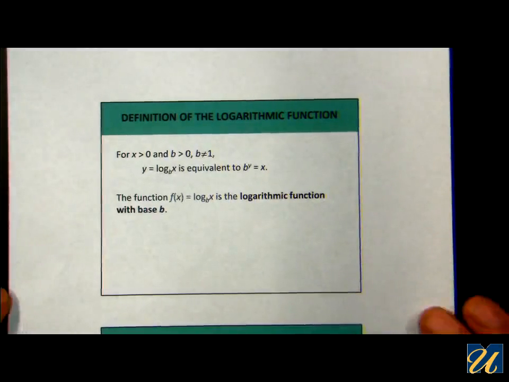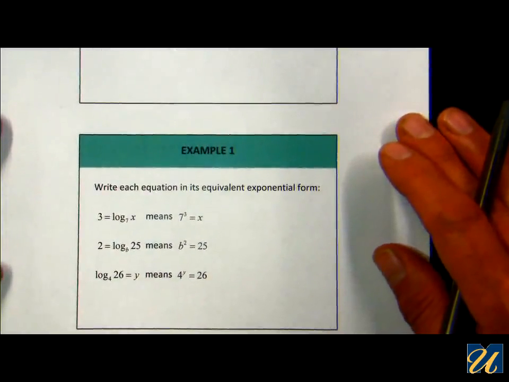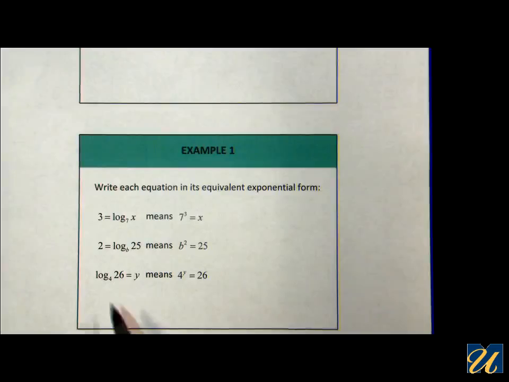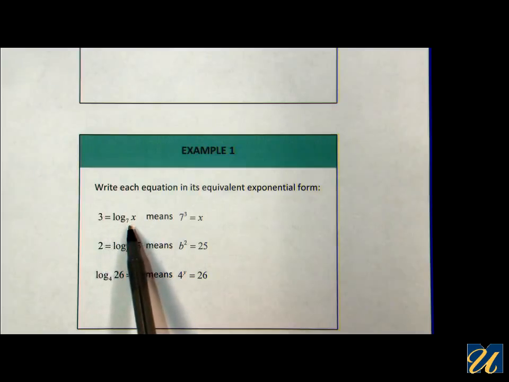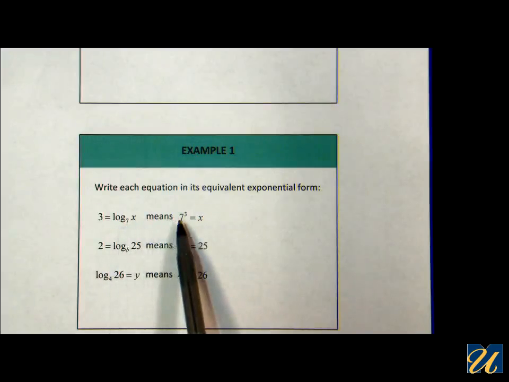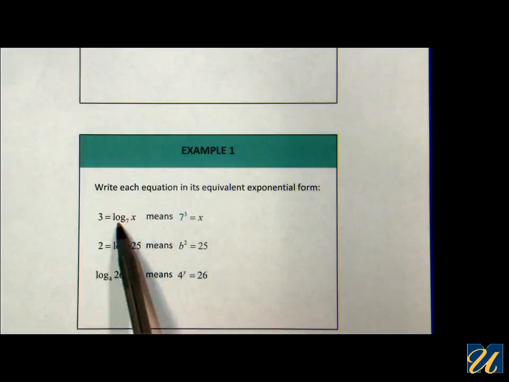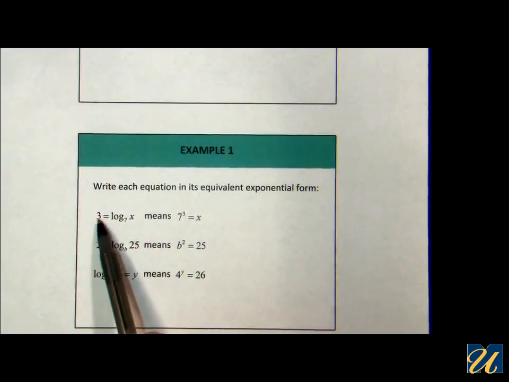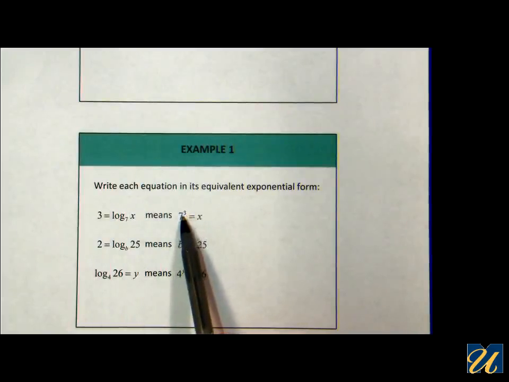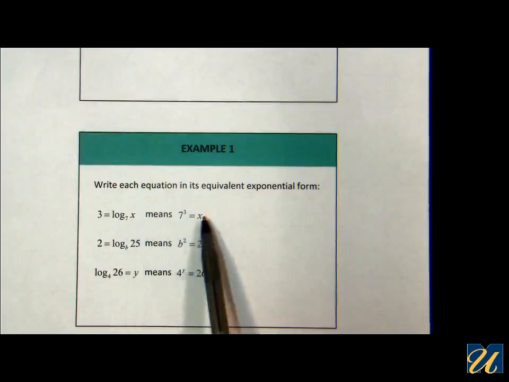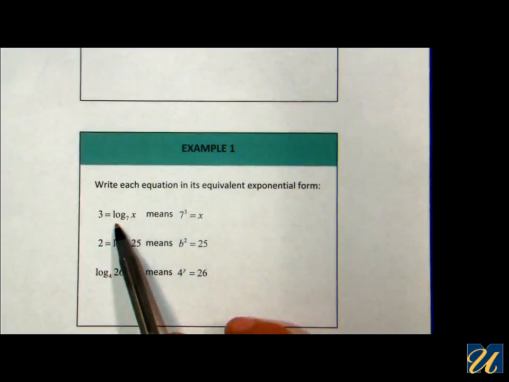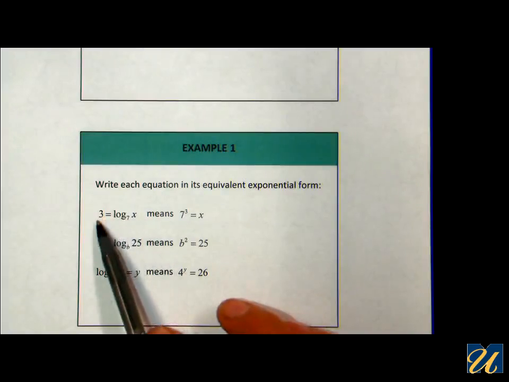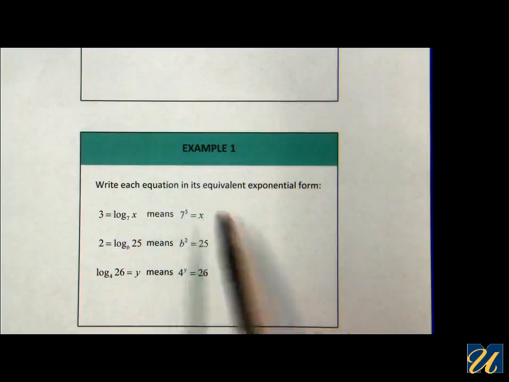Okay, so let's take a look at how to convert from one to the other. When you write the expression 3 equals log base 7 of x, this is exactly equivalent to the base of the log is the base of the exponential. Notice that. So first I write the base down. What a logarithm is equal to, this is the exponent. Notice the exponent right there. And then the number must go here. So log base 7 of x equals 3 means 7 to the third power is equal to x.